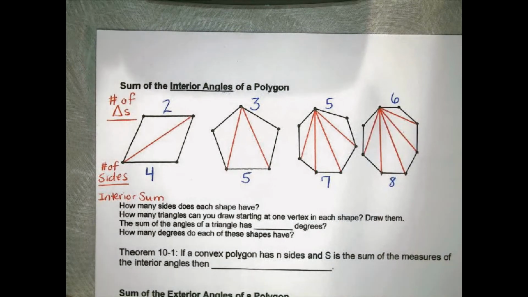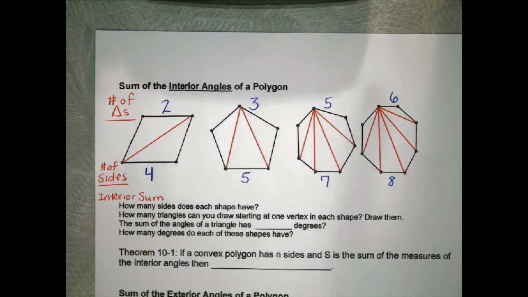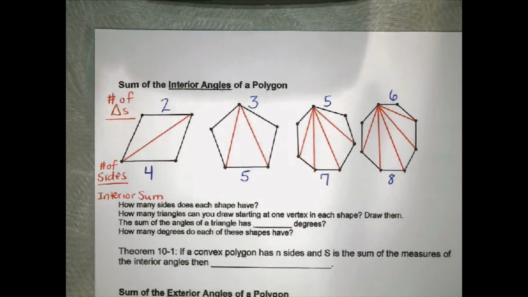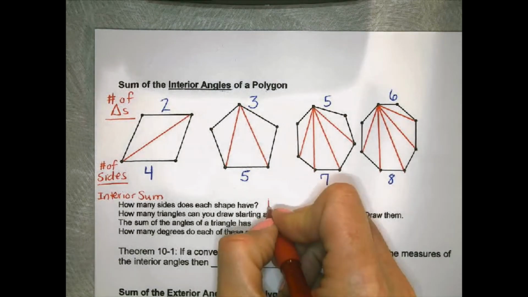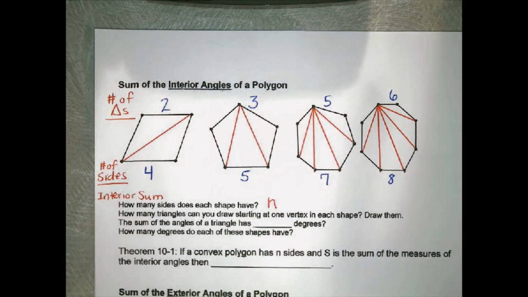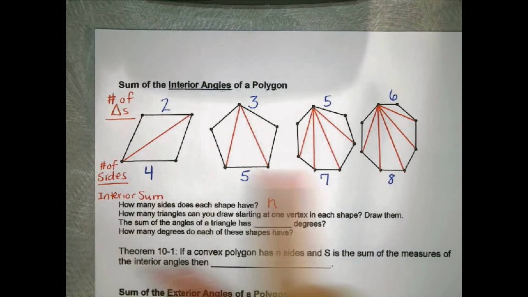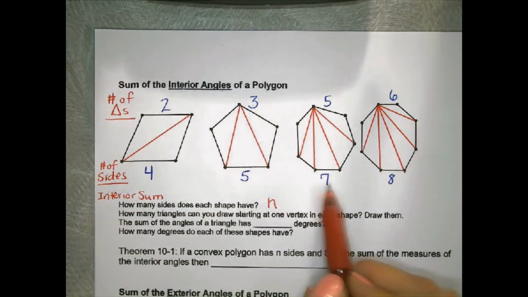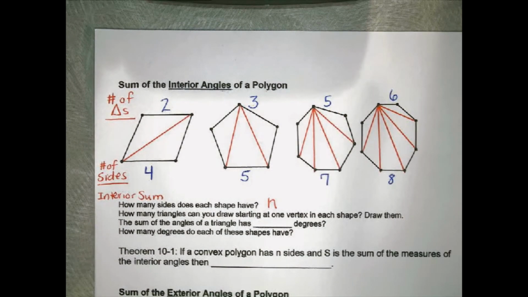So, in looking at this information, I can know how many sides a shape has in general. If I had an n-gon and I don't know specifically how many sides, I would say that it had n sides. How many triangles can I draw starting at one vertex in each shape? That's what I've done up here. The question is, how many triangles can I form? Did you see a pattern? 4 sides gives me 2 triangles, 5 sides gives me 3, 7 gives me 5, etc. So the number of triangles that I can draw would be n, for the number of sides, minus 2.